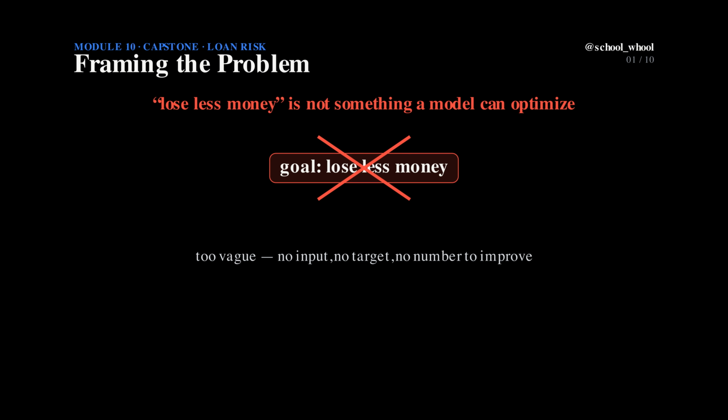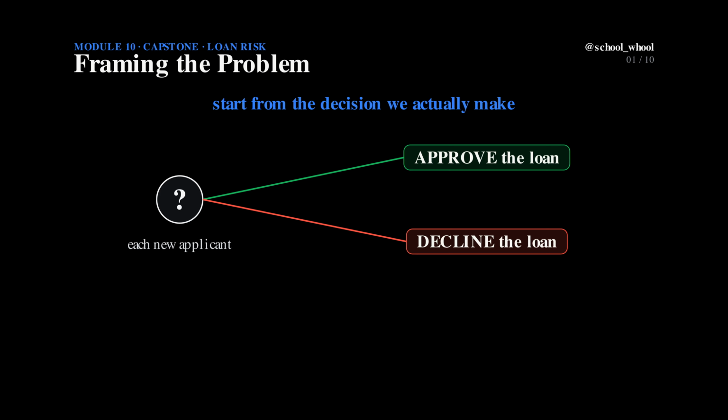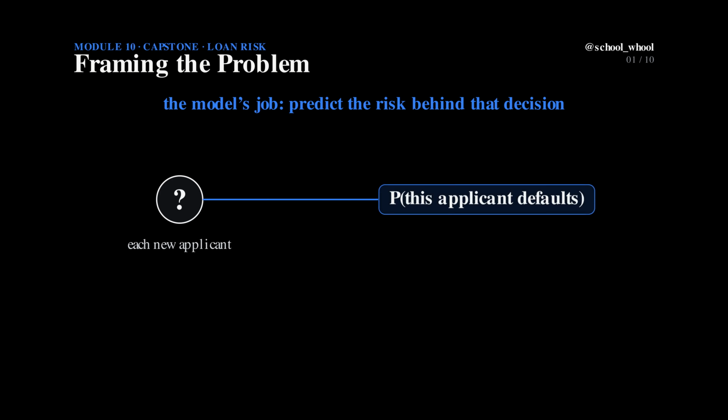So start from the decision the bank actually makes. Every time a new applicant walks in, the bank must choose one of two things: approve the loan or decline it. That choice is what we want to support. A model doesn't make that choice directly. Its job is to predict the risk behind it, the probability that this particular applicant will default. That's a number between 0 and 1. Later, a threshold turns that probability into approve or decline.